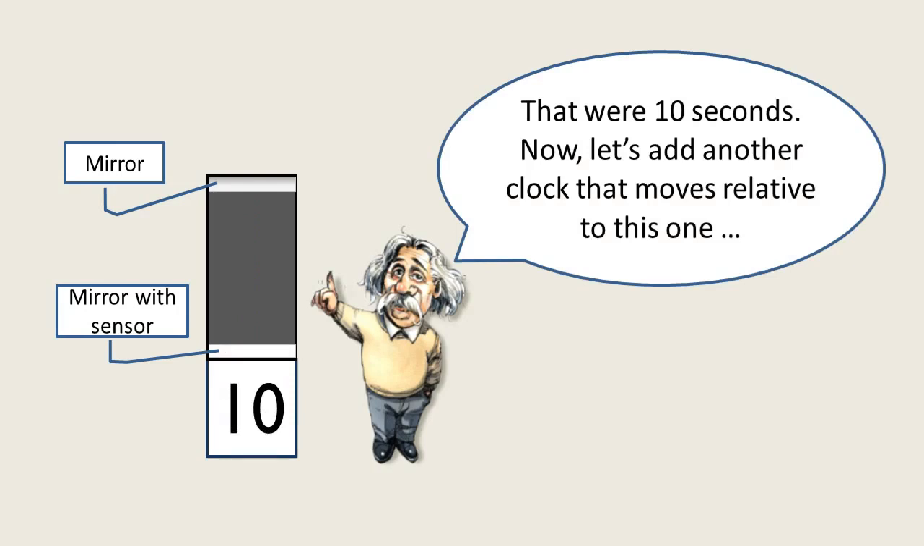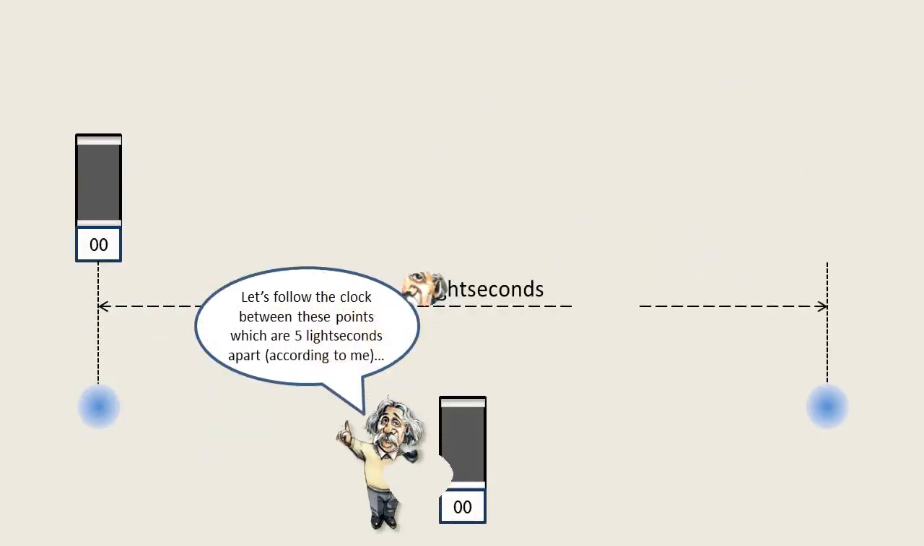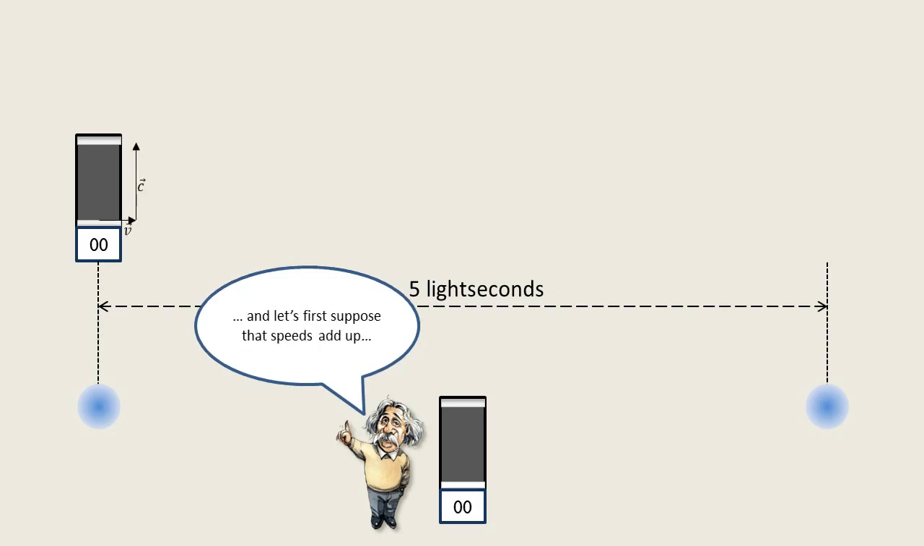That was 10 seconds. Now let's add another clock that moves relative to this one. Let's follow the clock between these points, which are 5 light seconds apart according to me. The clock at the top will move at half the speed of light to the right. And let's first suppose that speeds add up, such that the speed of the flash would be the vector sum of v and light speed.